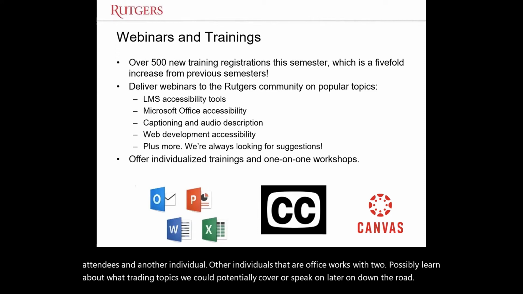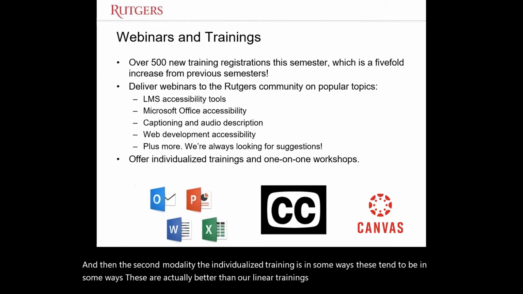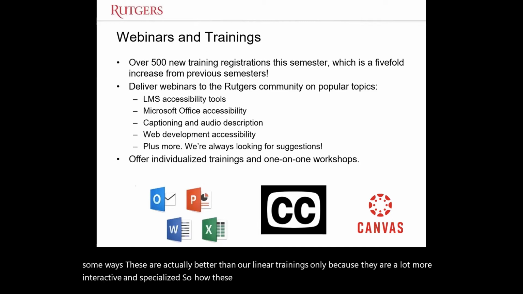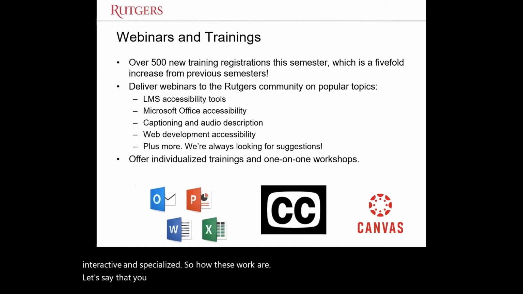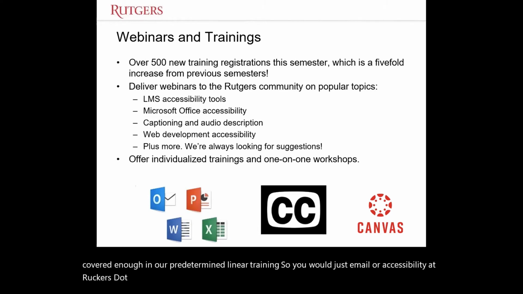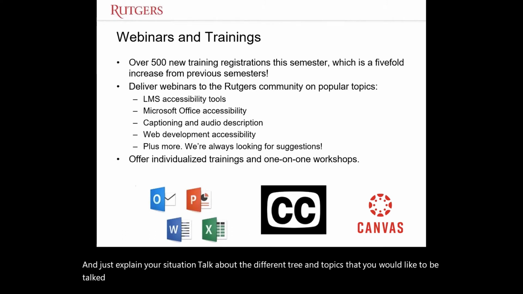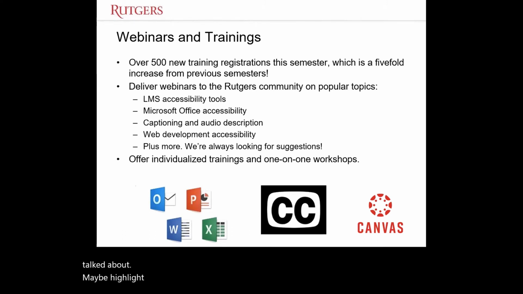And then the second modality, the individualized trainings. In some ways these are actually better than our linear trainings, only because they are a lot more interactive and specialized. So how these work is, let's say that you and your team want to be trained on a topic that isn't covered or isn't covered enough in our predetermined linear training. You would just email accessibility@rutgers.edu or email one of our email accounts directly and explain your situation, talk about the different training topics that you would like covered, maybe highlight some testing demonstrations that you would like to be shown.